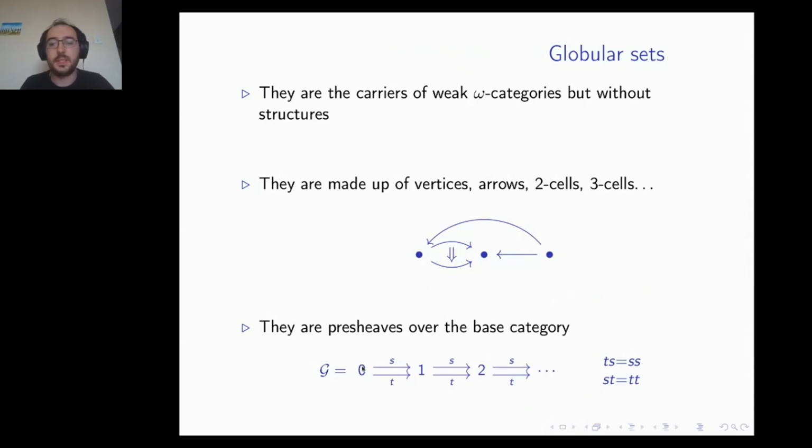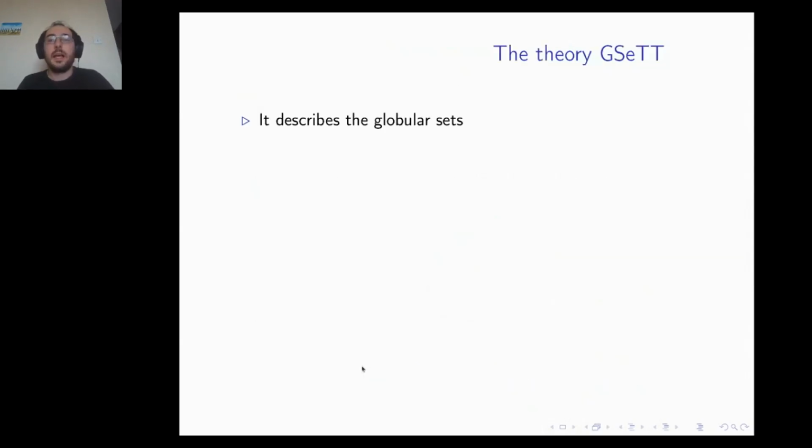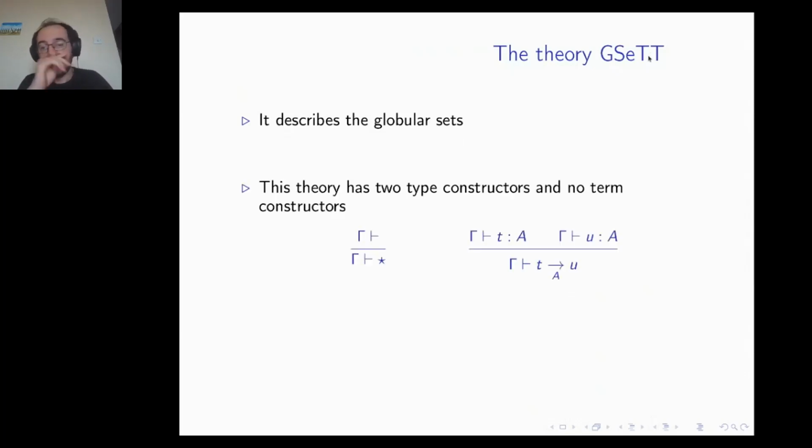And the theory that I want to present, I call it GSETT, and it describes the globular sets. And it has two type constructors, but it doesn't have any term constructors. So that's why it's very easy to understand.